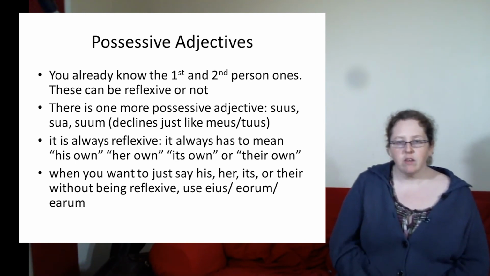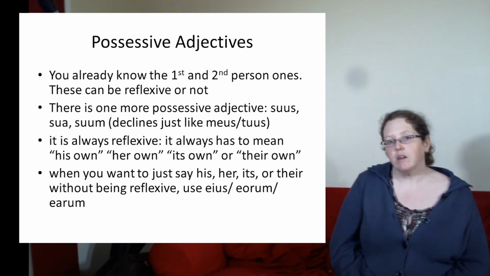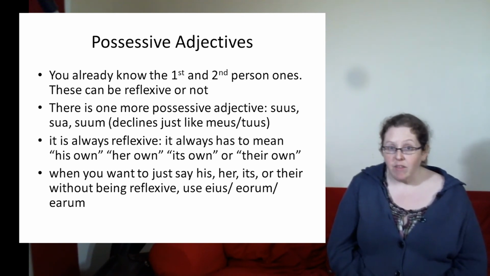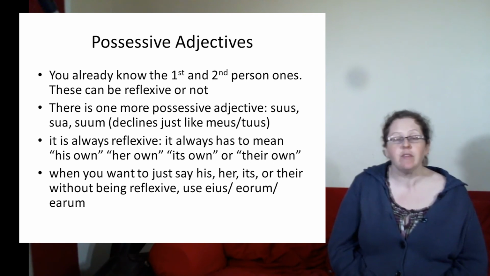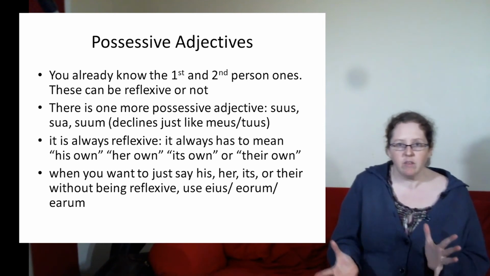In the third person, so he, she, it, they, the reflexive pronoun is different from the regular pronoun because there isn't any other kind of third person pronoun. So the pronoun se, which means himself, herself, itself, or themselves, can only be reflexive. If you want to say he loves himself, amat se. But if you want to say I love him, you can't say amo se, because se cannot be referring back to the subject in that sentence. It doesn't make any sense.